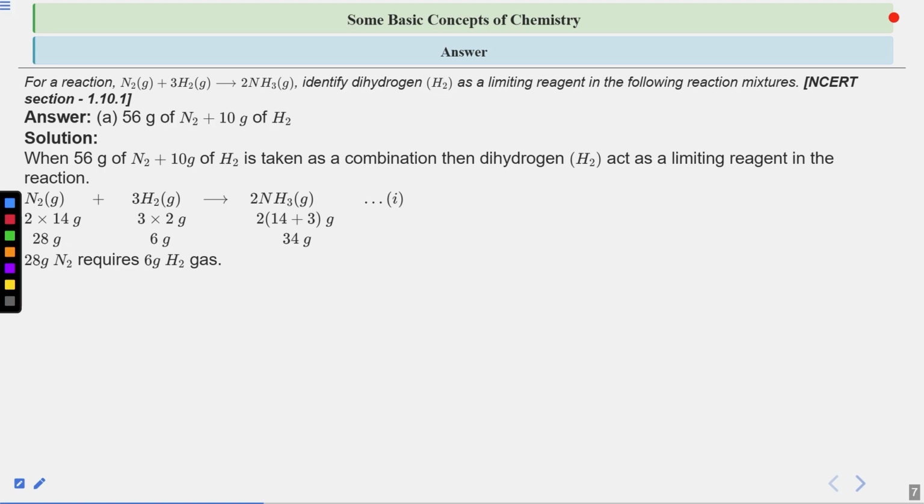Now, according to the equation, 28 grams of N2 requires 6 grams of H2. Therefore, 56 grams of N2 will require 6 by 28 into 56, which equals 12 grams. So these are our molar masses, which are 14 gram, 2 gram and 17 gram.